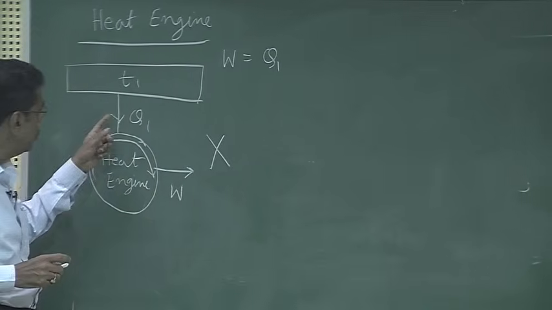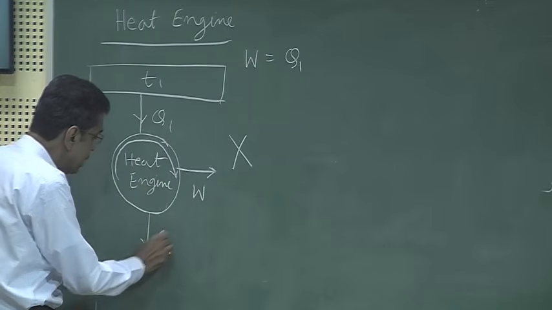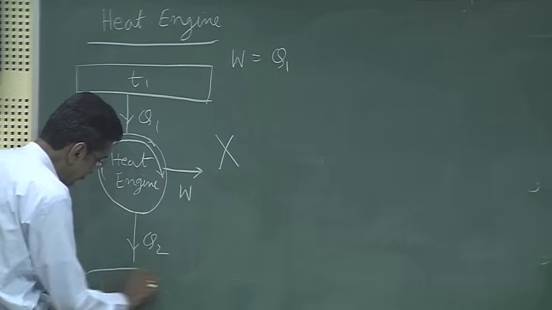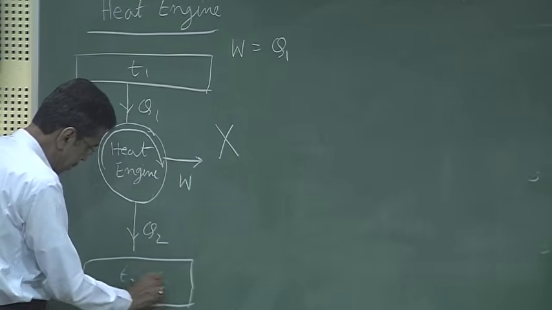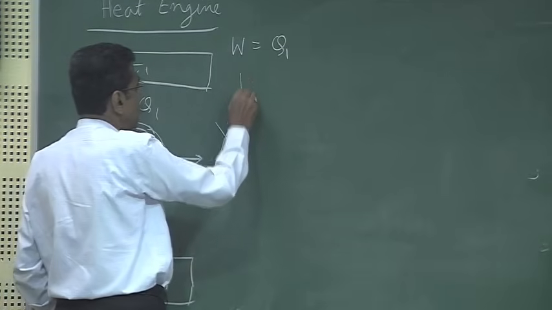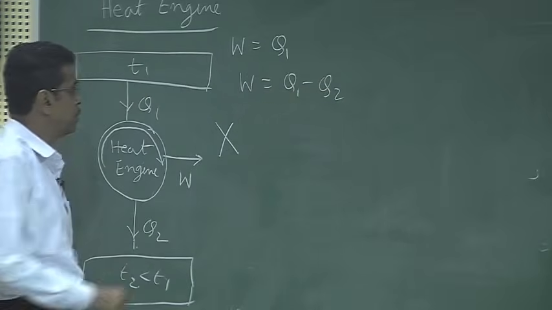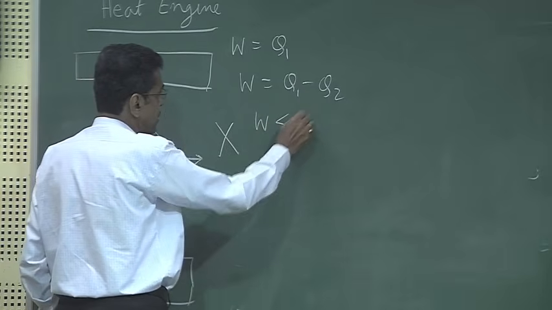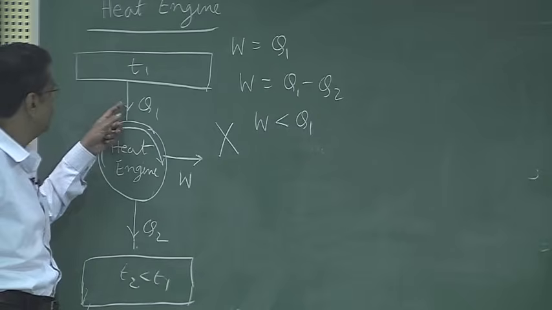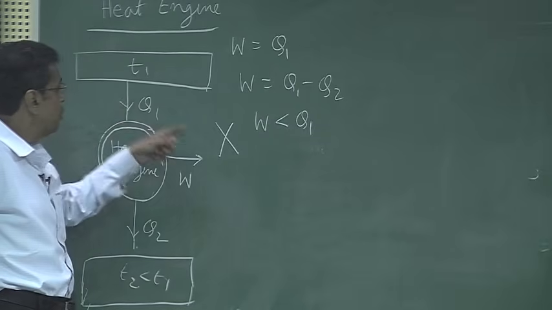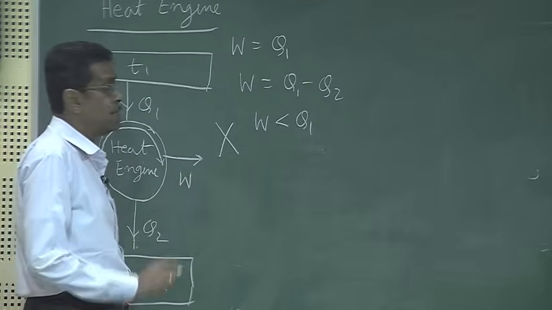So if you want to get work from heat Q1, then you have to reject some amount of heat, for which you require another thermal reservoir, that is a sink, at temperature T2, which is less than T1. And in that case, W will be Q1 minus Q2, which means W is always less than Q1. So the entire heat Q1 which you receive from the source cannot be converted into work continuously in a cyclic operation by a heat engine. So this is the concept.